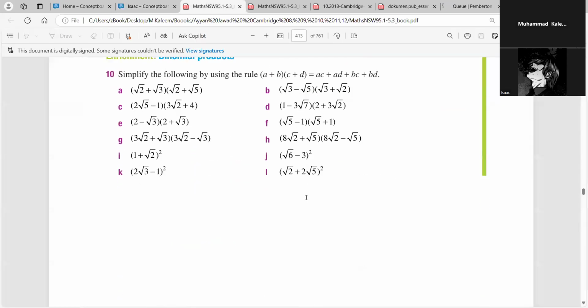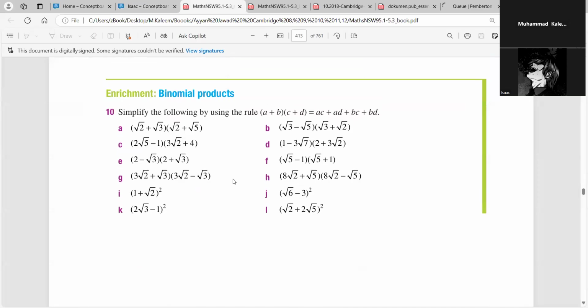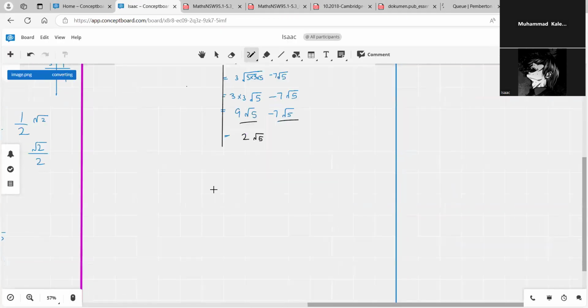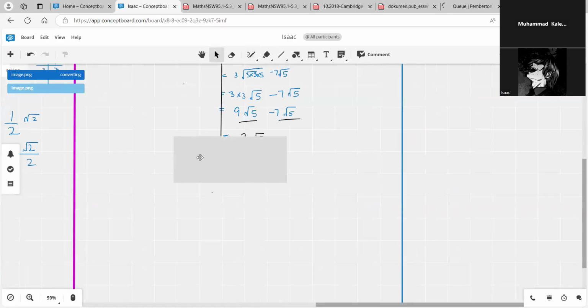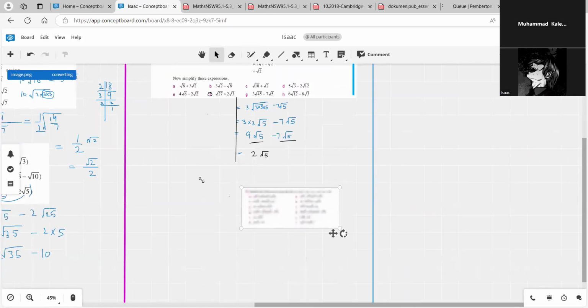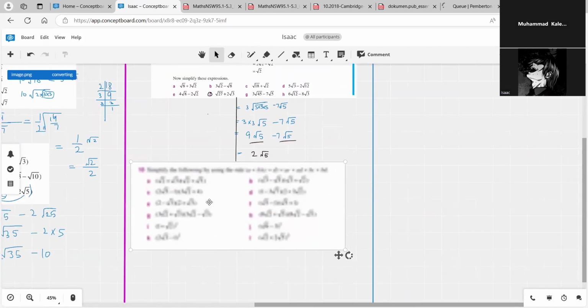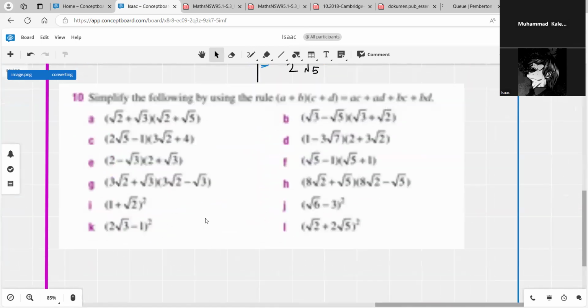Next, we have question number 10, in which we have to do binomial products. I hope you know about this expansion as well. Like in simple variables, it's the same, we have to deal with the surds. We have 2 to 3 categories in this question. Let's solve one question from each category.